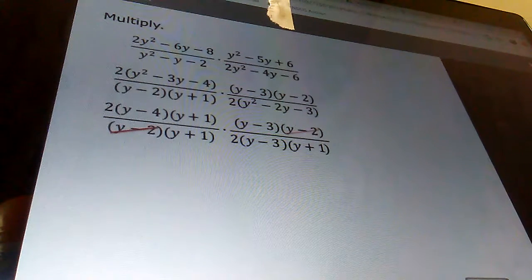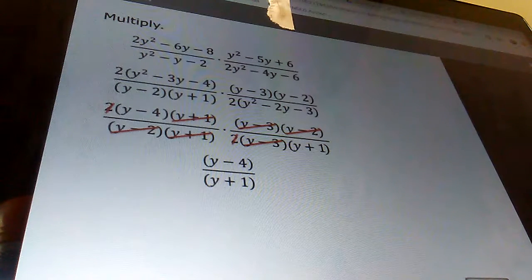Let's start with y minus 2 in the denominator of the first fraction and y minus 2 in the numerator of the second fraction. Then, we have y plus 1 in the numerator of the first fraction and y plus 1 in the denominator of the first fraction. Next, y minus 3 in the numerator of the second fraction and y minus 3 in the denominator of the second fraction. We also have a 2 in the numerator of the first fraction and a 2 in the denominator of the second fraction, and we are left with y minus 4 and y plus 1. They're not the same, so all of this reduces to y minus 4 over y plus 1. We factored everything, divided out common factors, and came to the final solution.